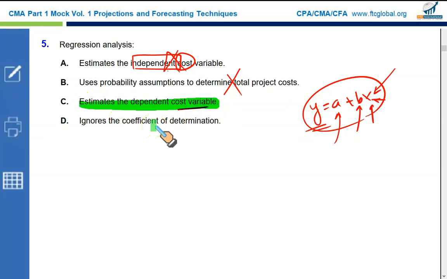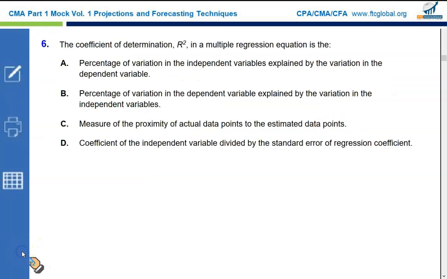Then it says it ignores the coefficient of determination. This is again wrong, because the coefficient of determination is used to evaluate the result of regression analysis that determines how good a fit exists between the independent variable and the dependent variable. So this option is wrong as well. It doesn't ignore the coefficient of determination. Rather, we use it to assess the regression equation, how good it is.